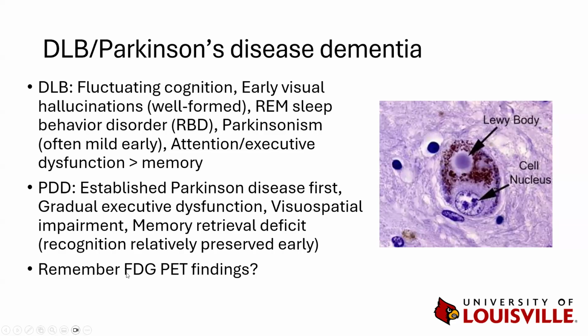Do you guys remember what we might see on the FDG PET findings for these patients? Going to be decreased in... No, so that'd be for AD. For Parkinson's disease it would be more occipital, in the back.